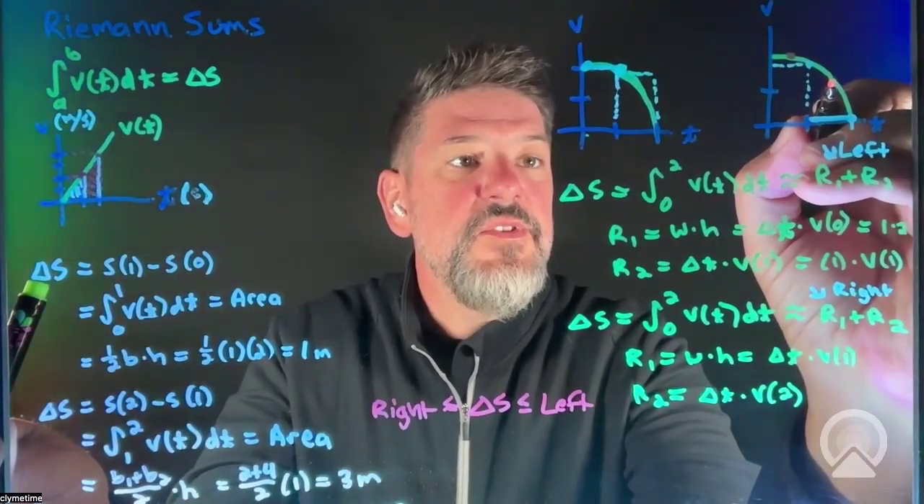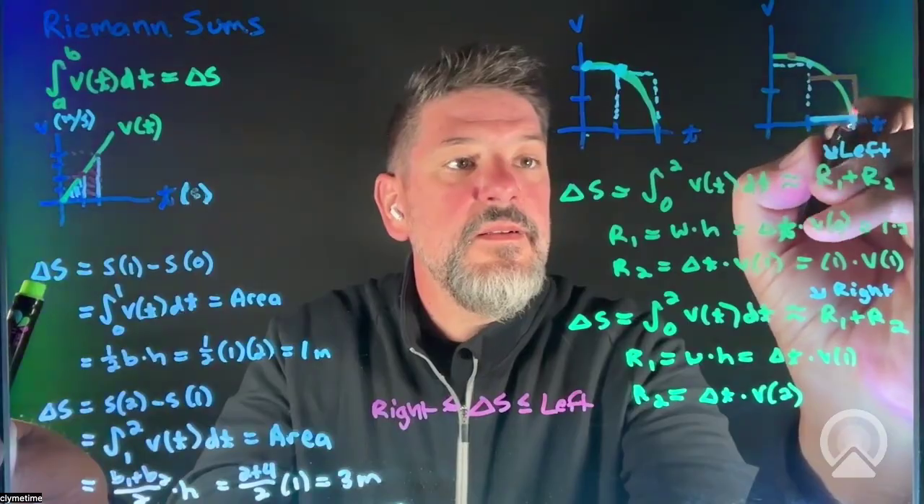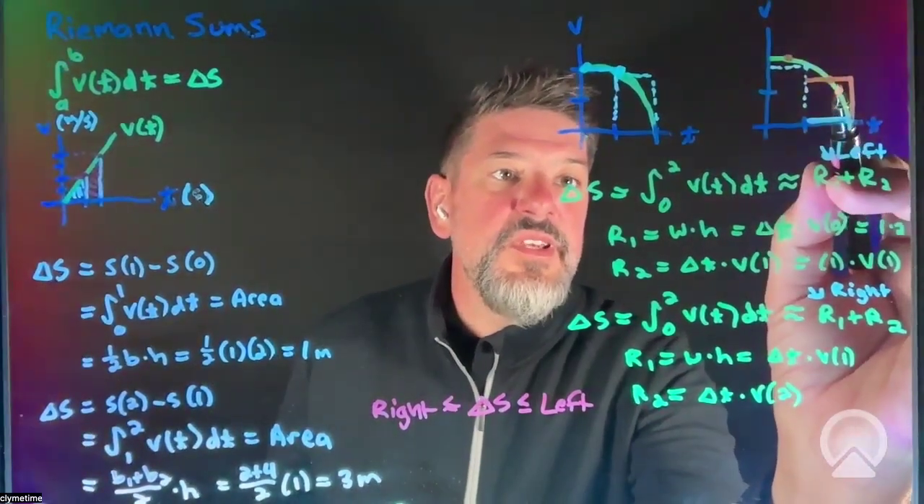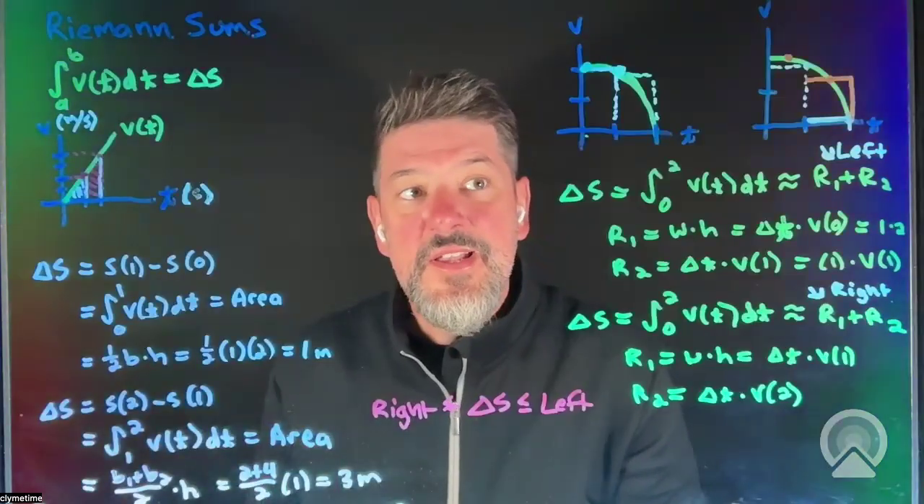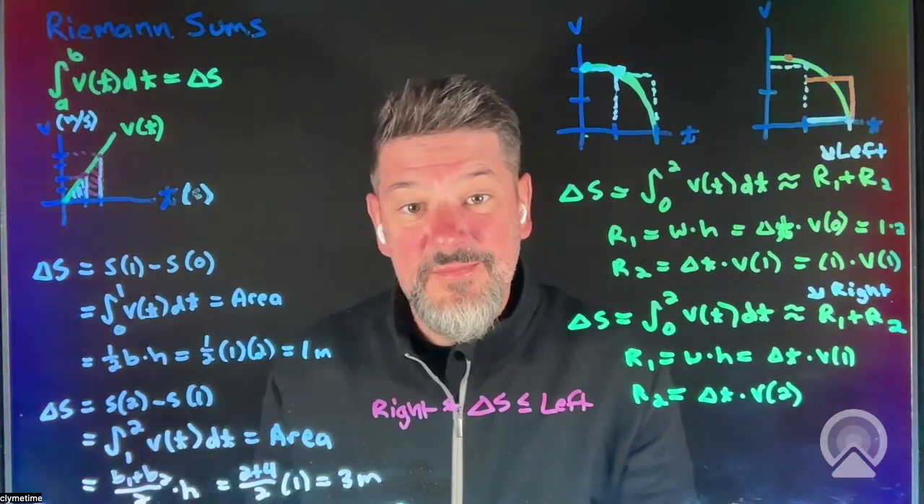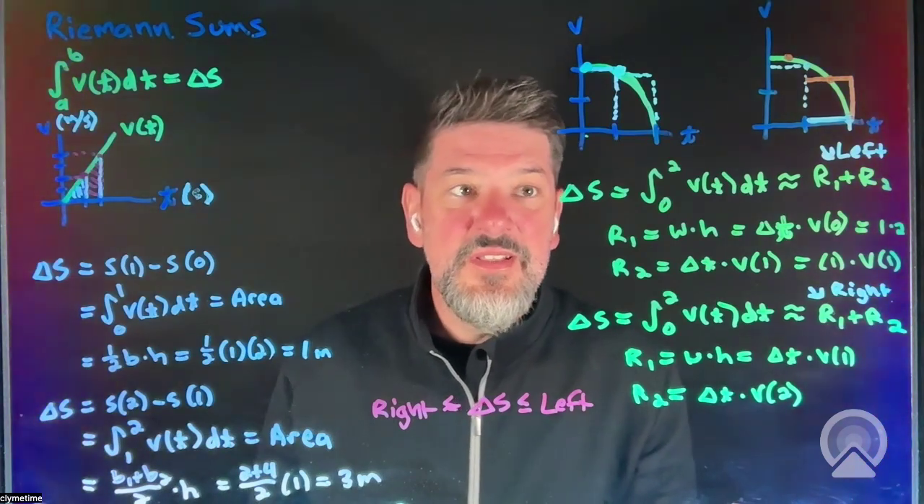Let's do it here. If you use the midpoint as a height, you can see that part of the area would be too big and part of the area would be too small. And you hope that those two areas kind of cancel each other out. So the midpoint would be for sure the closest. It would be closer to the actual area than the left and the right.